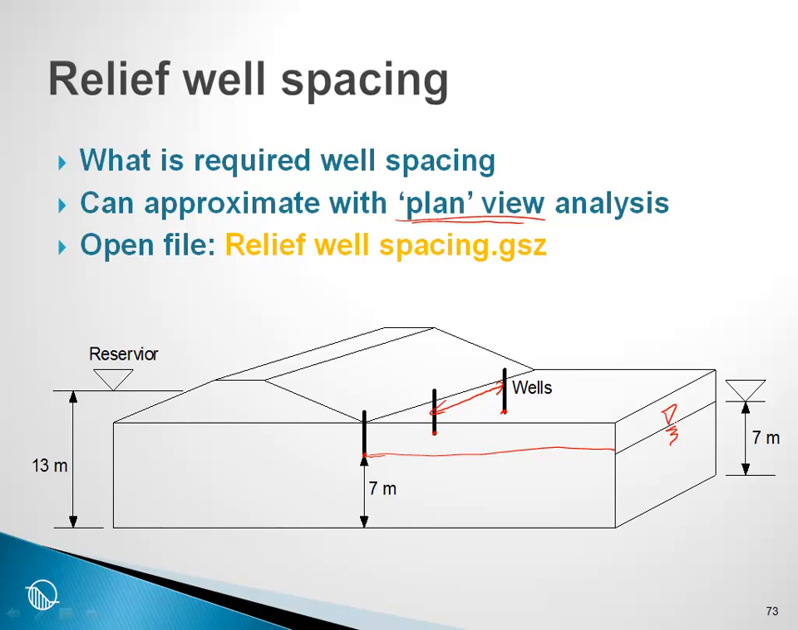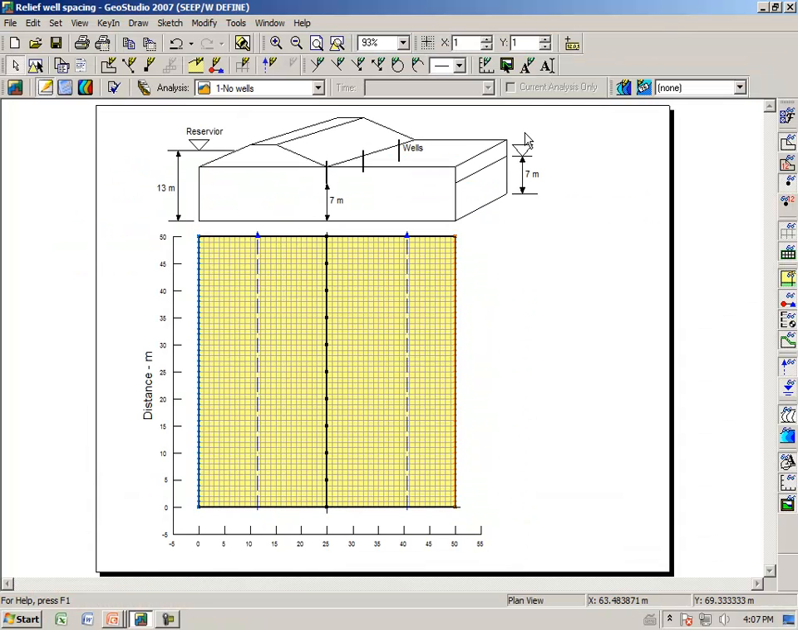Going then to GeoStudio and opening up the file Relief Well Spacing. If you are in Define View and under the first analysis, you should see this view. At the top of the diagram here, we have simply sketched the problem in the isometric view. But notice now that the mesh is not in a vertical plane. The mesh is a horizontal plane, and we're looking down from the top on this mesh.